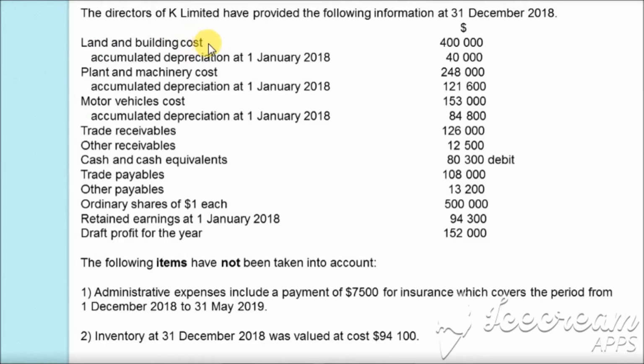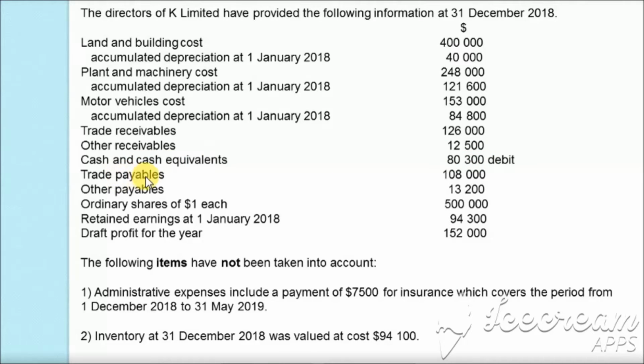Land and building cost $400,000. Accumulated depreciation at 1st January 2018, $40,000. Plant and machinery cost $248,000. Accumulated depreciation at 1st January 2018, $121,600. Motor vehicle cost $153,000. Accumulated depreciation at 1st January 2018, $84,800. Trade receivable $126,000. Other receivable $12,500. Cash and cash equivalent $80,300.